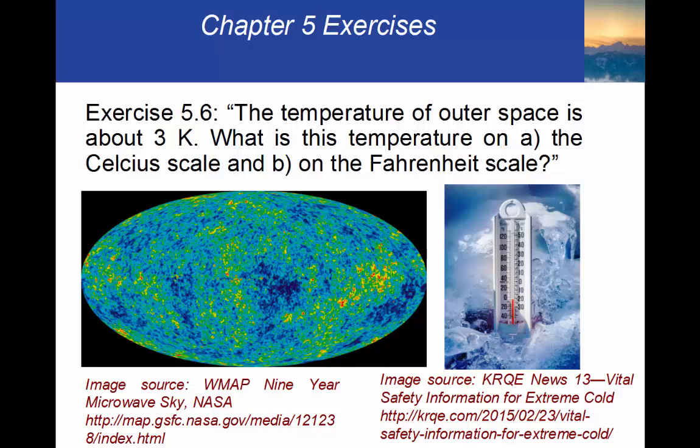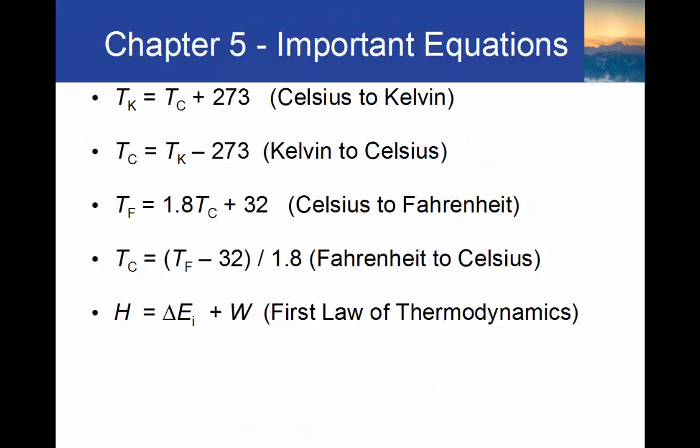So the first of these two says the temperature of outer space is about 3 Kelvin. What is this temperature on the Celsius scale, and what is it on the Fahrenheit scale? So we want to basically figure out what is the cosmic background temperature of space on our Celsius scale and on our Fahrenheit scale. Before we begin, it may be helpful to review the little important equations that are included at the end of the chapter.